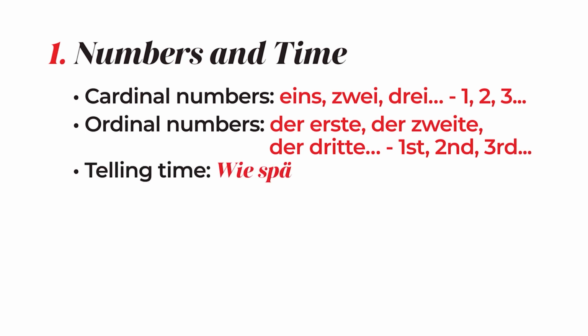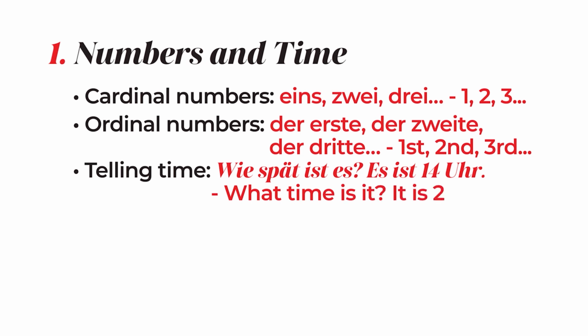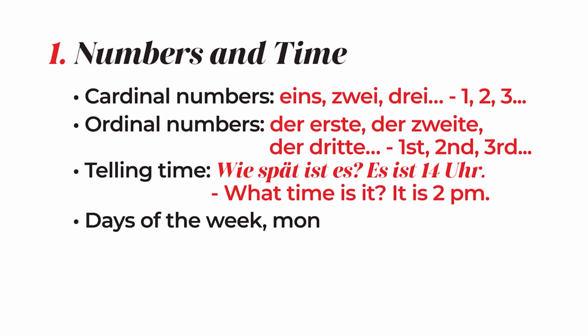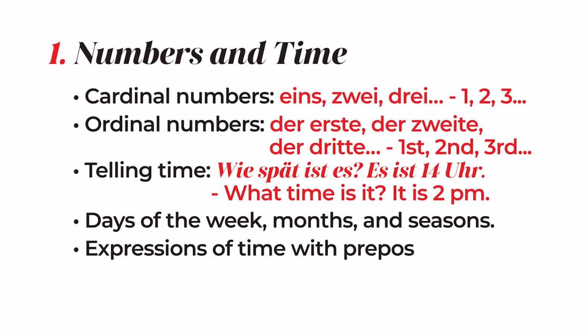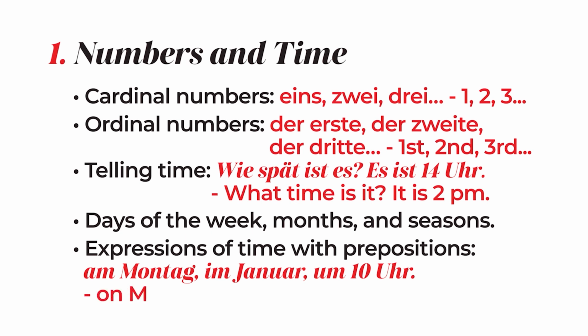Telling time, wie spät ist es? Es ist 14 Uhr. What time is it? It's 2 p.m. Days of the week, months, and seasons. Expressions of time with prepositions, such as am Montag and im Januar, or um 10 Uhr, on Monday, in January, or at 10 o'clock.